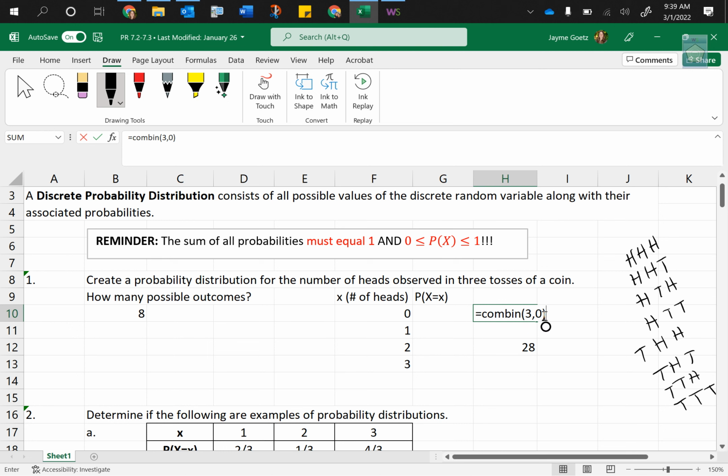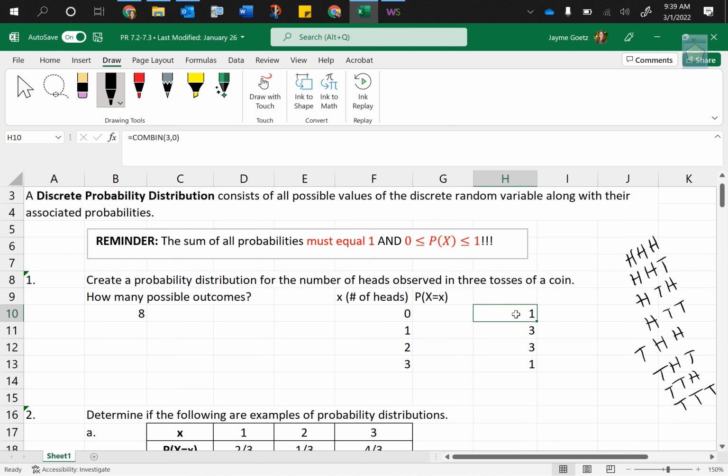3 choose 0. There we go, Mrs. Getz. Combination of 3 choose 1. Combination of 3 choose 2. Combination of 3 choose 3. Where did that 3 come from? How many times am I tossing the coin? Good. So that is literally just simplifying this.